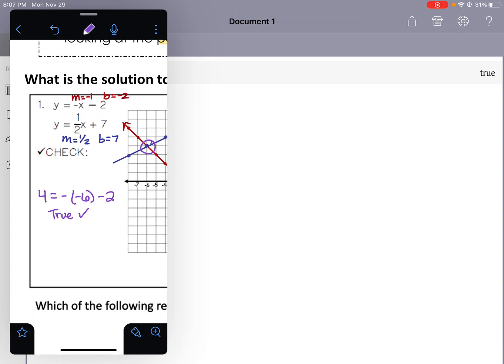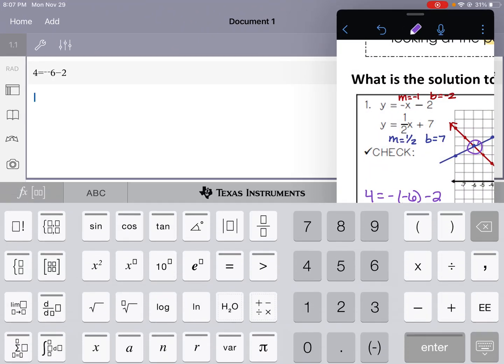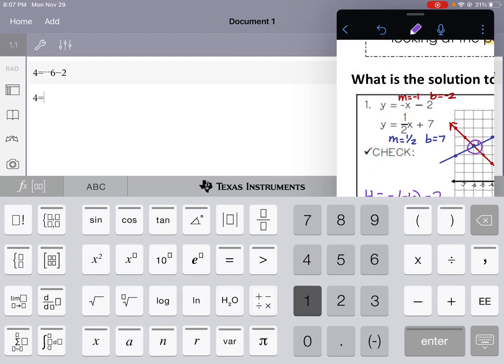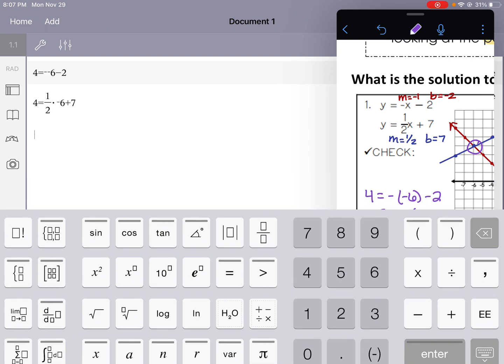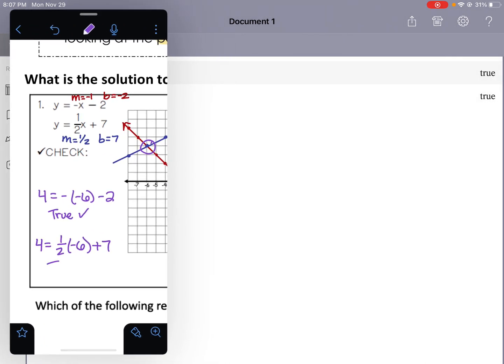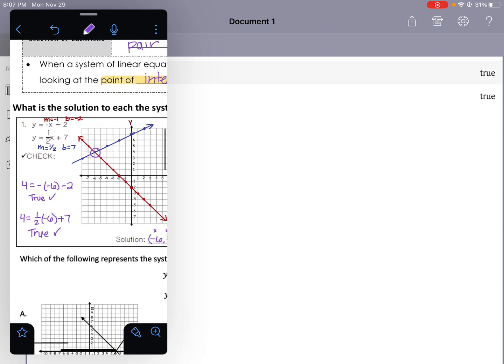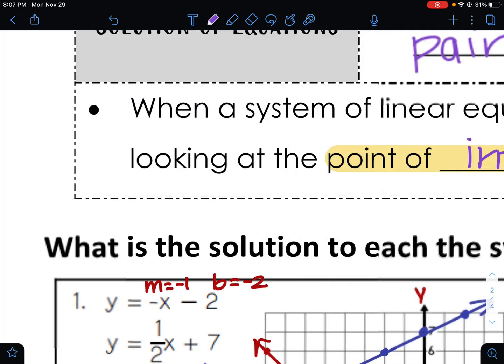Now we got to do the same thing, but for the second equation. So we have 4 equals 1/2 times -6 plus 7. So now I'm going to type that in. So I have 4 equals 1/2 times -6 plus 7. And when we do that, we get another true statement. And so we just proved and checked our work that the point we got as our solution works in both equations. Okay, so let me go back to just the notes.